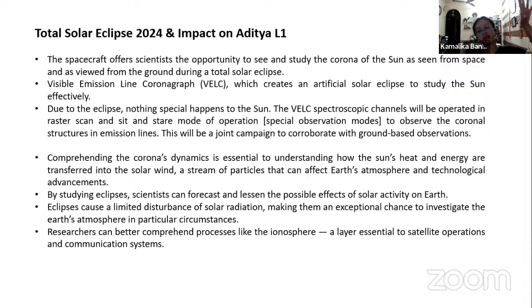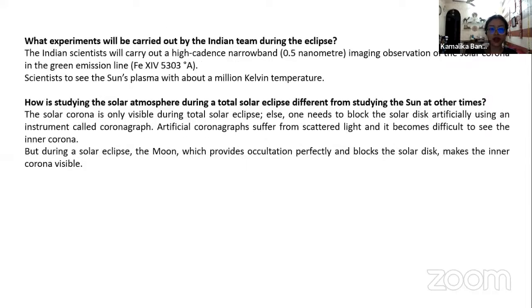So as I said, a reading taken at L1 point, and a reading taken at the solar eclipse in April 2024 on the ground on Earth. Both the studies will be correlated, corroborated, and an analysis will be done. And comprehending the corona's dynamics is essential to understanding how the sun's heat and energy are transferred into solar wind and how it ultimately affects solar activity on the Earth and all the geomagnetic storms that we keep talking about, right? Because as we all know, these are very essential to our satellite operations and communication systems. Now, what experiments were carried out by the Indian team during the eclipse?